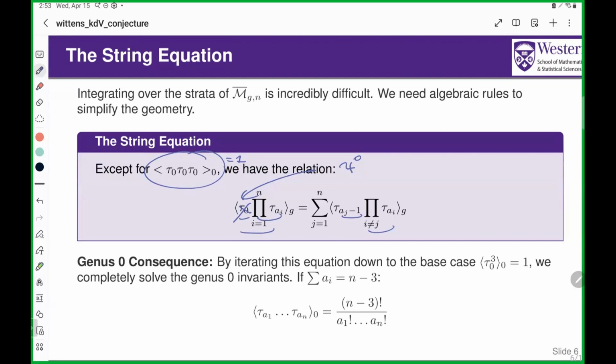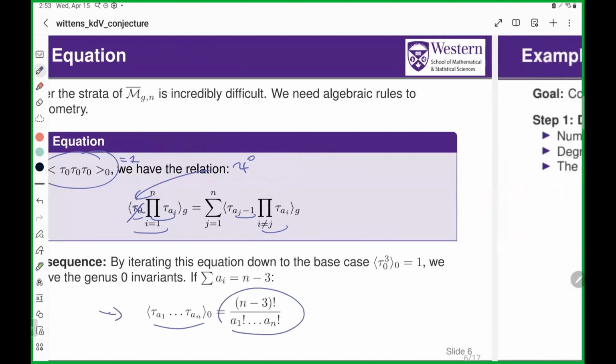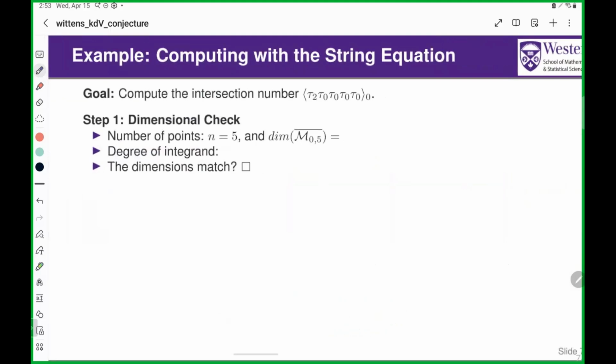Now, this is just like a general property. If you want to see combinatorially what happens in genus 0, for example, you can use this string equation. It's just a bookkeeping proof on the indices. This will recursively give you what this correlation function is for genus 0. And it's these factorial things. I'm going to show you this with an example. So let's compute this intersection number. And so we have 1, 2, 3, 4, 5. So that's 5 marks.